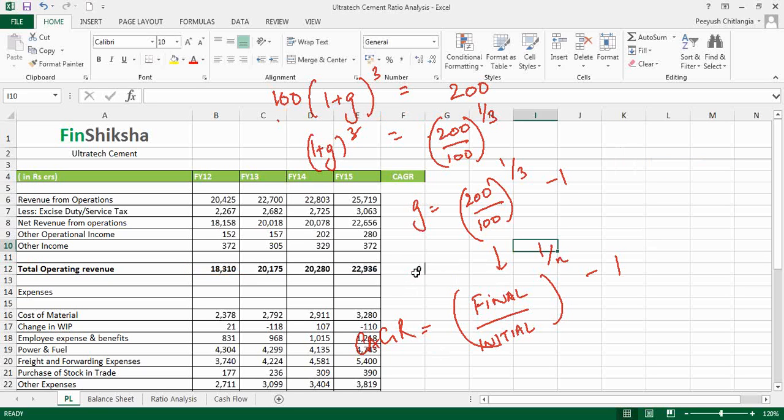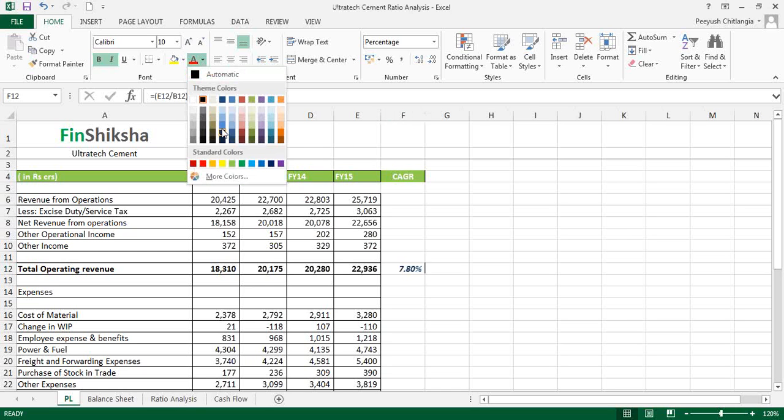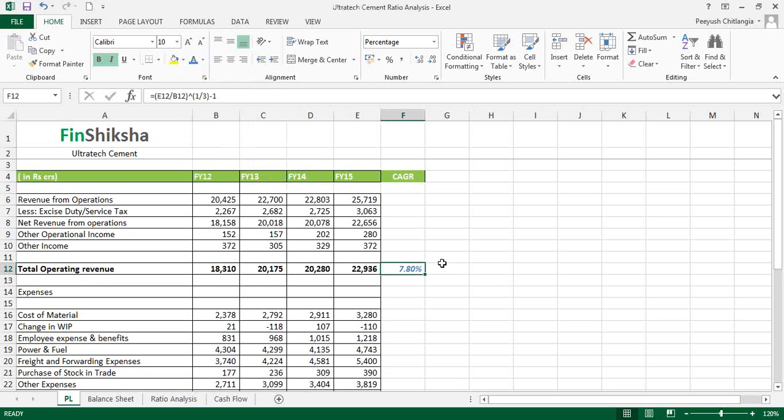Let's see what that calculation number is. In percentage terms, a sales CAGR of 7.8%. Now, some of the costs must be growing at more than 7.8%, right? Some of the costs must be growing at more than 7.8%. Let's also italicize this and change the color so that we are aware that this is a growth number. Let's do a Control C, Control V: employee expenses, power and fuel expenses, freight and forwarding expenses, and other expenses.